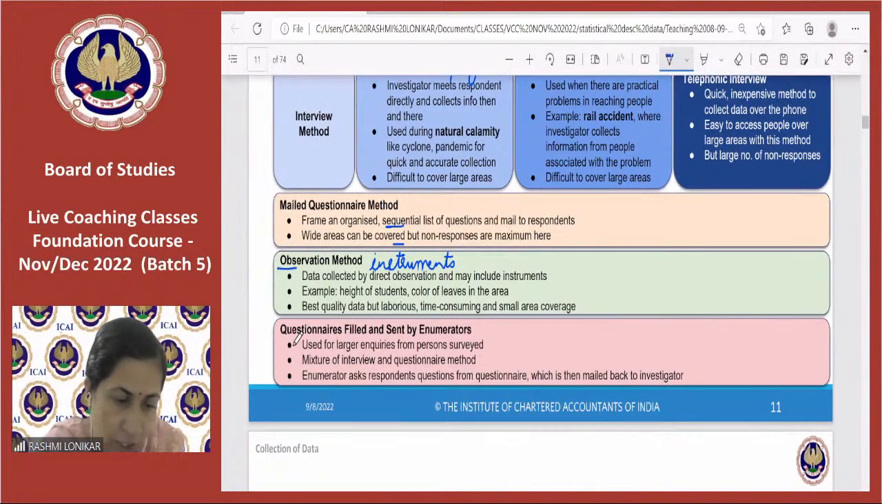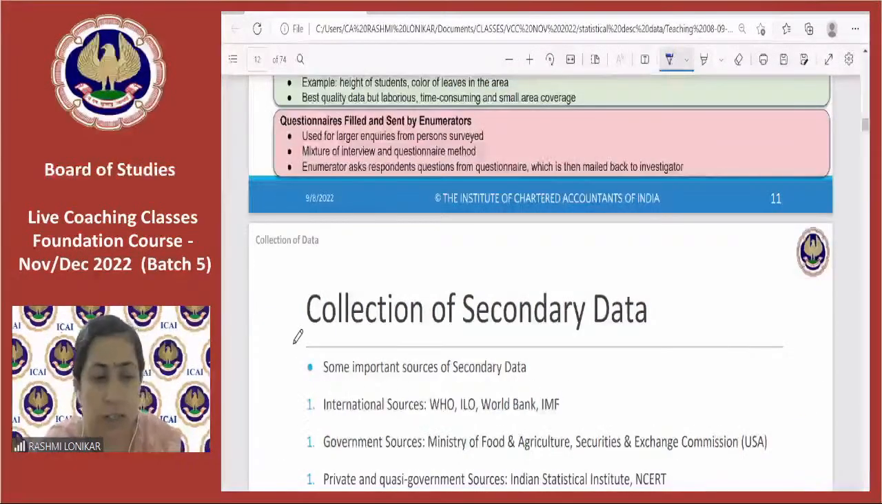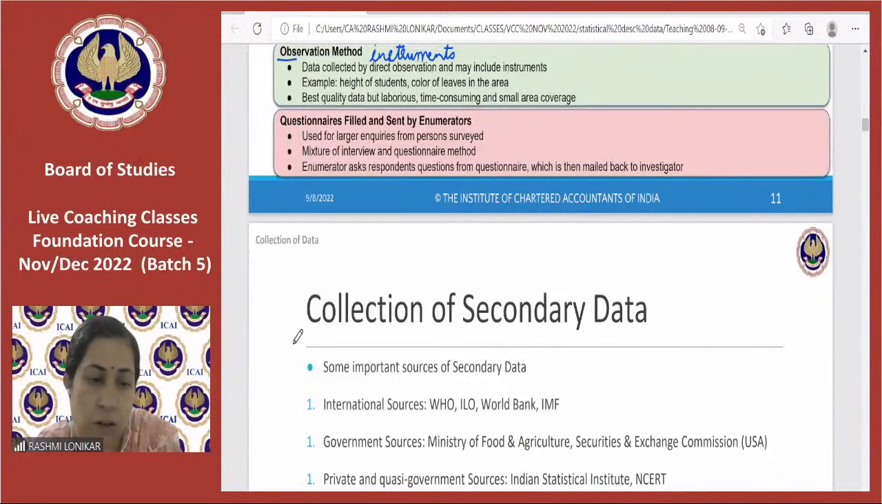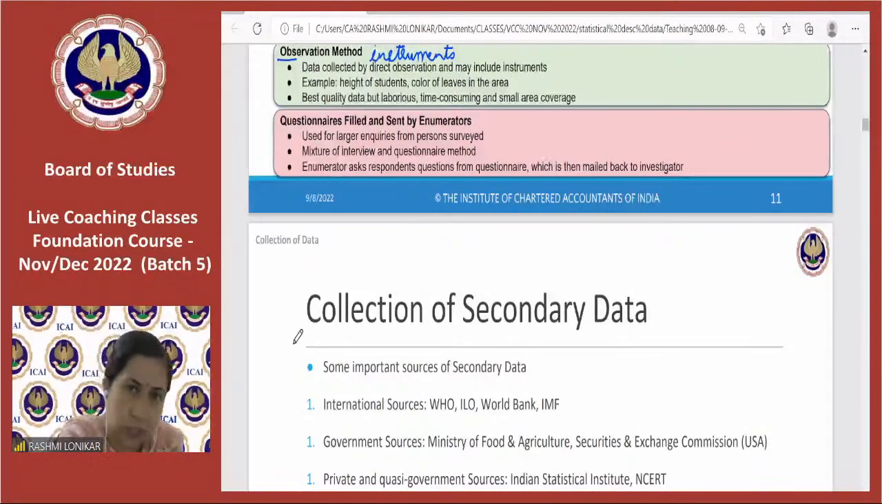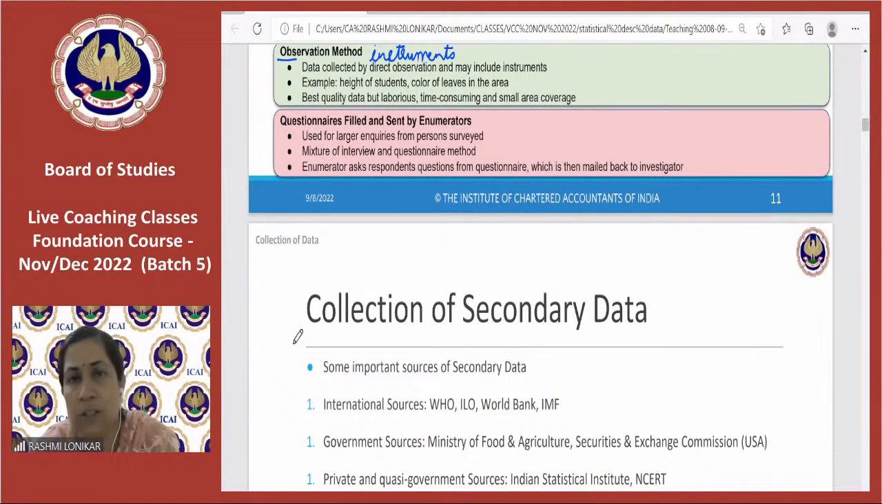Then the next method is questionnaires filled and sent by enumerators. It is a mixture of questionnaire and personal interviews. Here the questions are already framed, but the person who is going to collect that information goes up to the person from whom he has to get information. He will ask the question and then write down what the responses are.